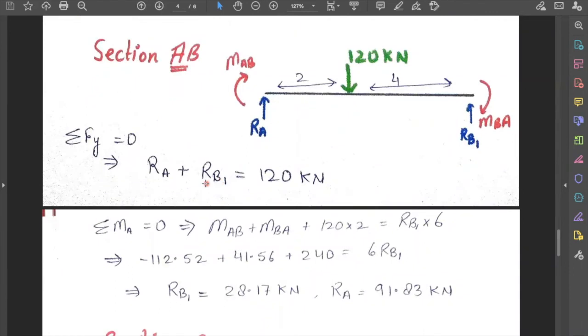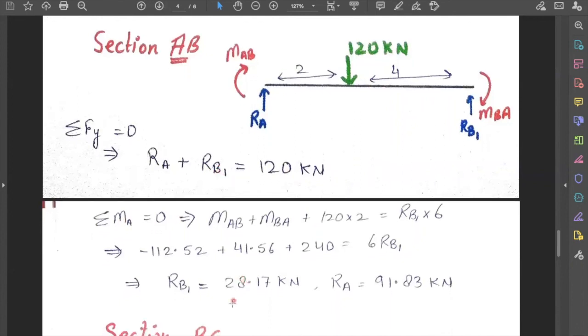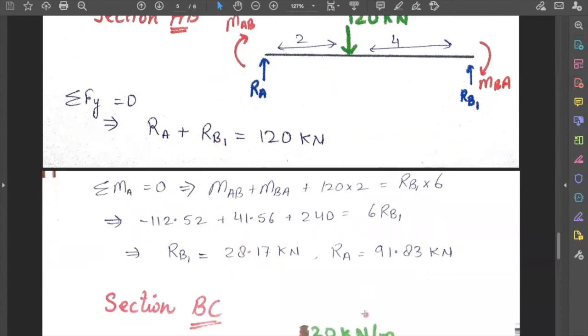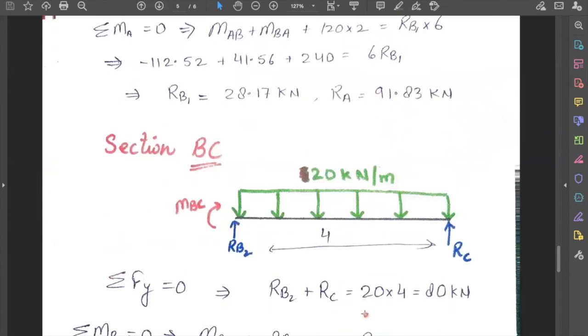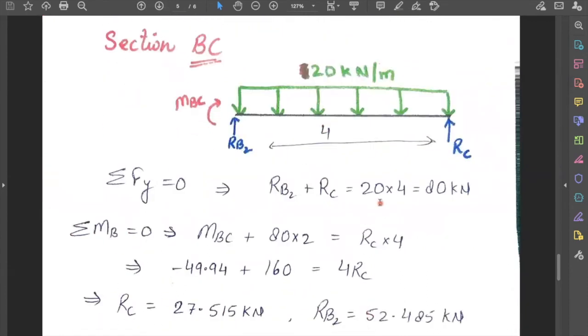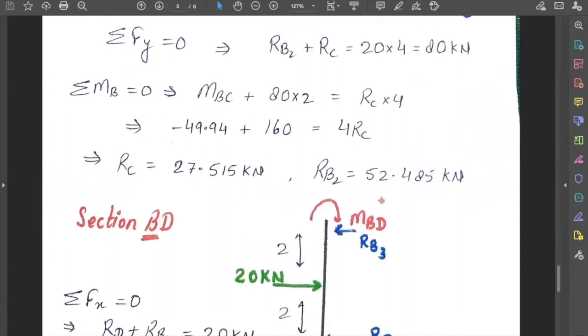So in the next step, we can find the shear force of the individual sections. Here I have taken the section AB and written down the force balance equation. So RA plus RB1 equal to 120 kilonewtons. Also, I have written the moment equilibrium equation, and from these two equations, I can get the value of shear force. Similarly, we can do the same step to get all the shear forces of the individual spans.